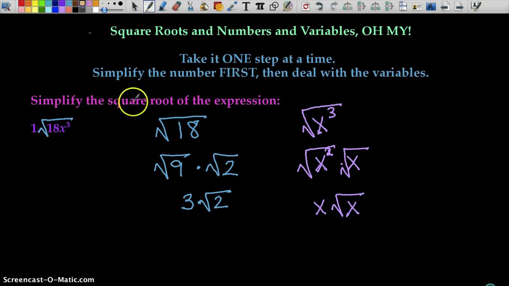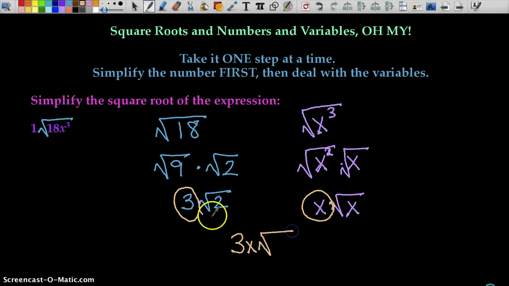So now look at your numbers that are on the outside of the radical. 3 is on the outside and x is on the outside, so those remain on the outside. Underneath the square root you have 2 and x, so 2x stays underneath the square root there.